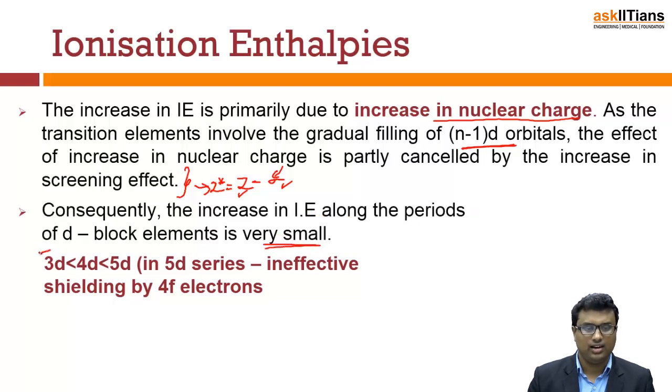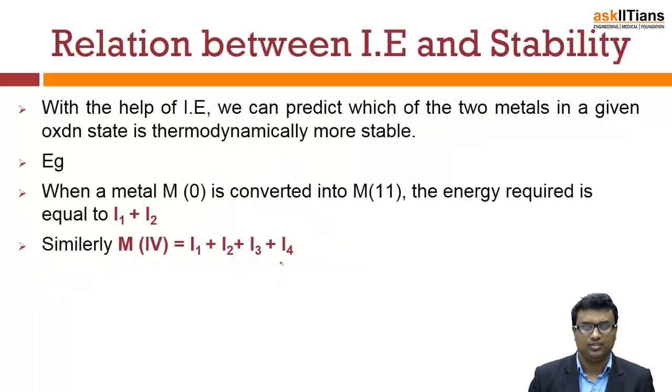And this is the same thing, right? Enthalpy of atomization, 3d less than 4d less than 5d. So the same concept is used for ionization enthalpies. Now what is the relationship between ionization enthalpy and stability? With the help of ionization enthalpy, what we can predict is which of two elements is more stable thermodynamically.